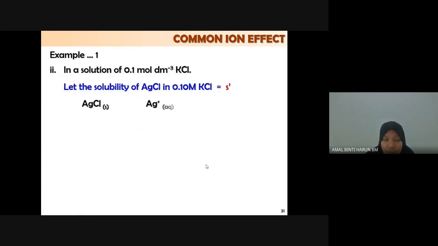Sekarang garam yang sama kita larutkan dalam potassium chloride. Okay, so kita assume solubility silver chloride adalah S prime. So dia akan menghasilkan S prime concentration silver ion dan S prime plus 0.1. Kenapa ada plus 0.1? Okay, so this S prime is the concentration of chloride ion from the dissociation of silver chloride, plus 0.1 is the concentration of chloride ion that present in the KCl solution.